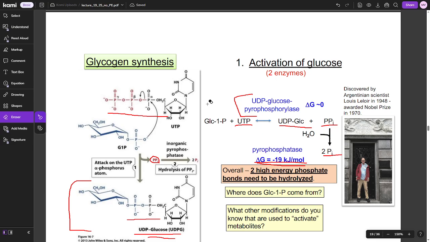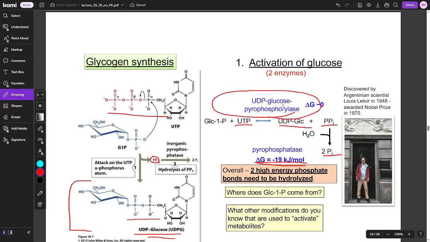The enzyme that does this whole process of adding UDP to glucose is UDP glucose pyrophosphorylase. And pyrophosphatase is also coupled with this reaction to make it a negative delta G. So for glycogen synthesis, this is one of the enzymes and this is the other, but this is the main enzyme you should keep in mind for the pathway.